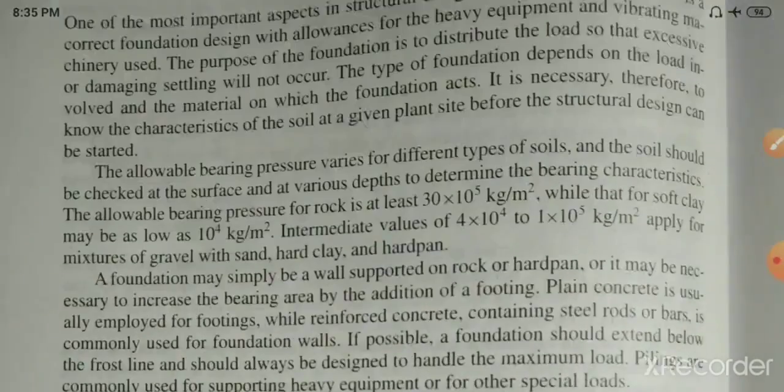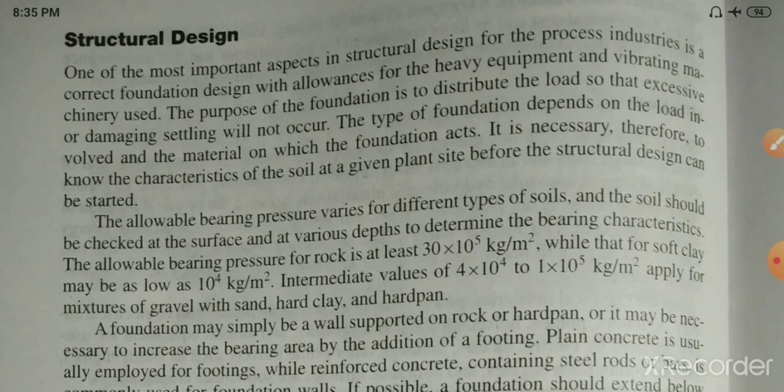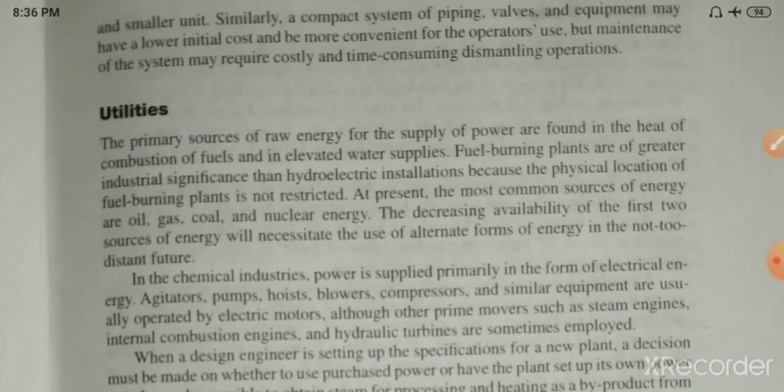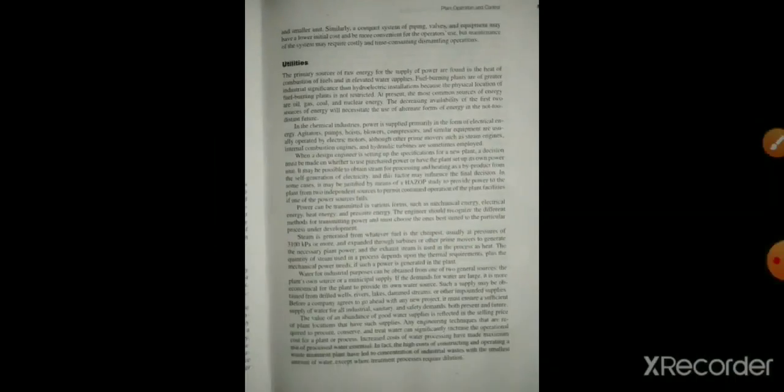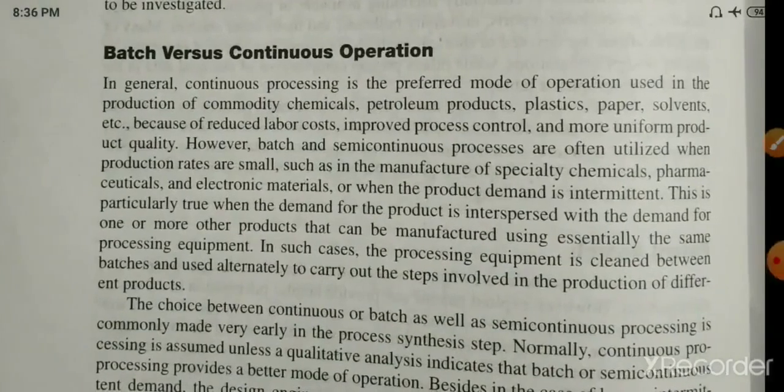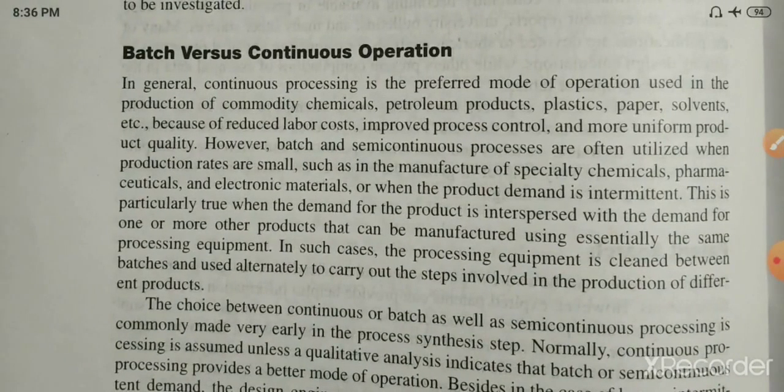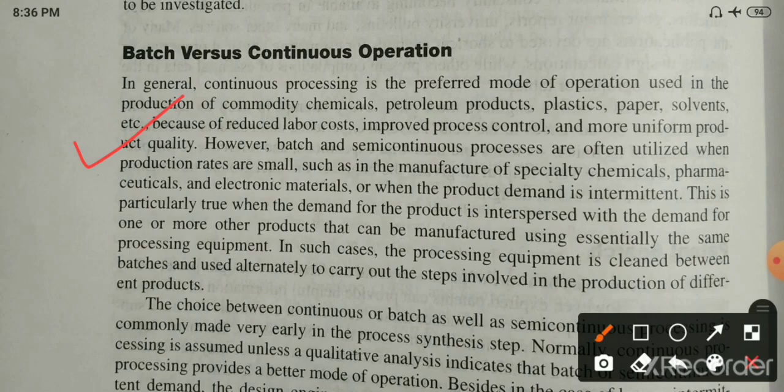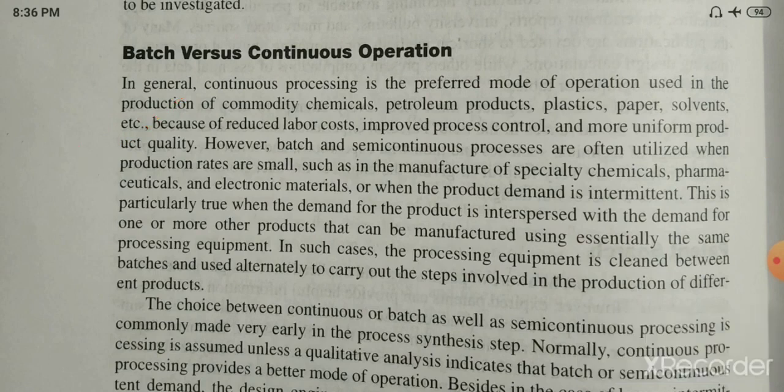some auxiliaries, structural design. Structural design in this process, instrumentation control system design, and some utilities process, what planning is done, we have to see that. Etc. On this basis, because of the reduced labor cost, improved process control and more uniform product quality, quality will be better.